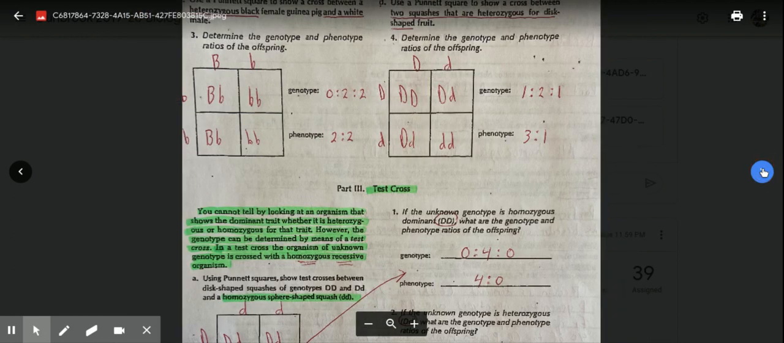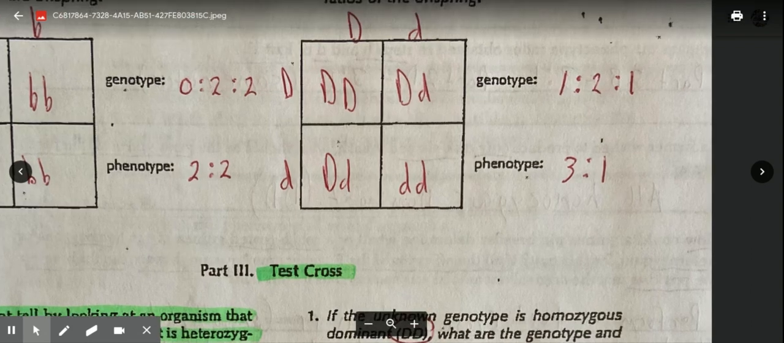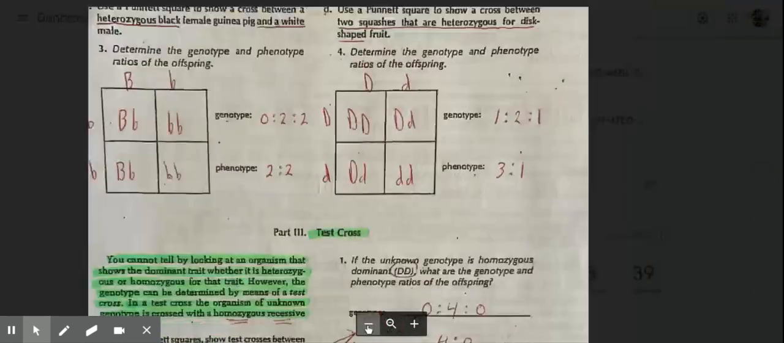Okay, next page. This one got a little cut off, I apologize, but again, you have this in front of you. This is talking about how to test cross organisms that you do not know their genotype. So for instance, if you looked at somebody with brown eyes, you might see their brown eyes, their phenotype, but you wouldn't know if they were big B, or if they were big B, little b. So there's a way to test that.